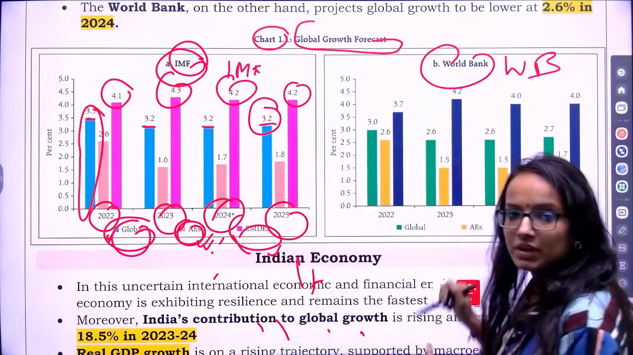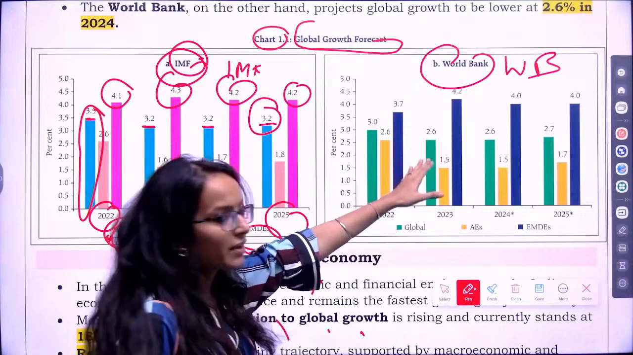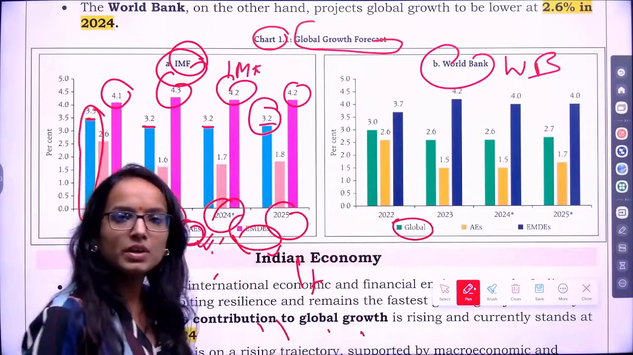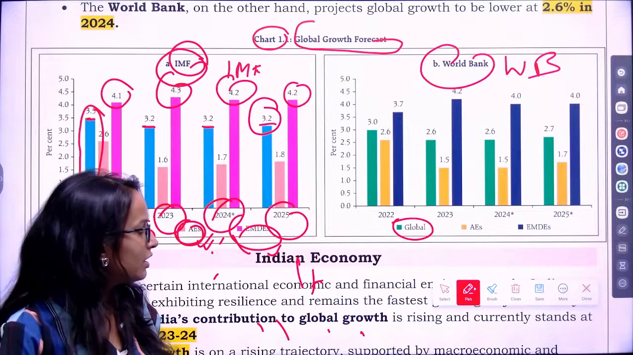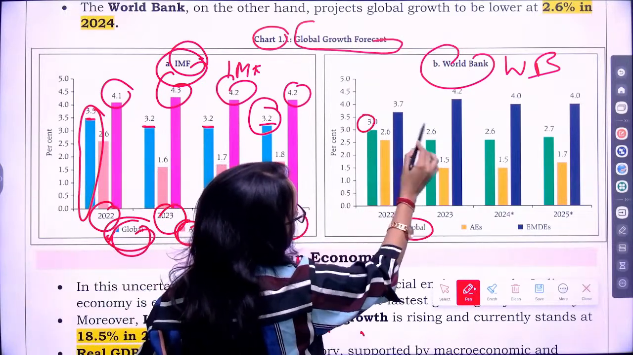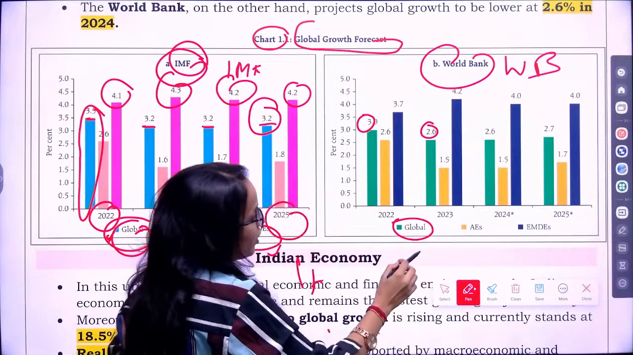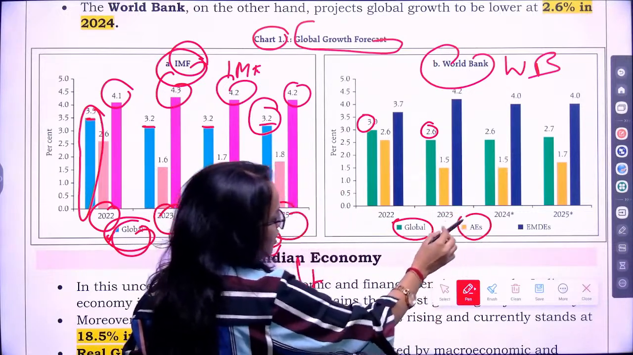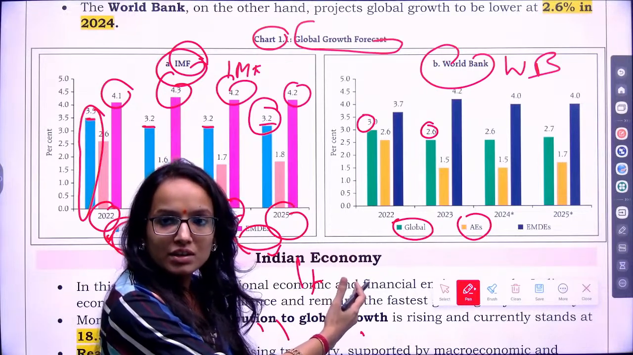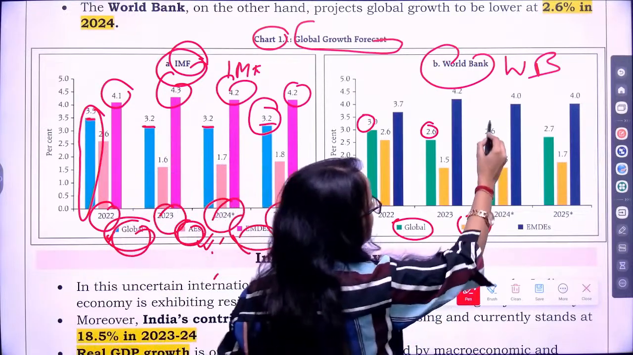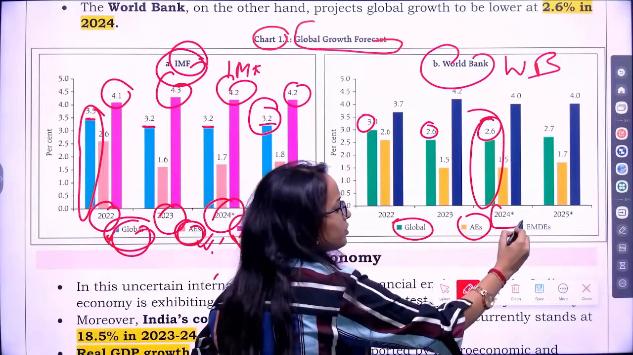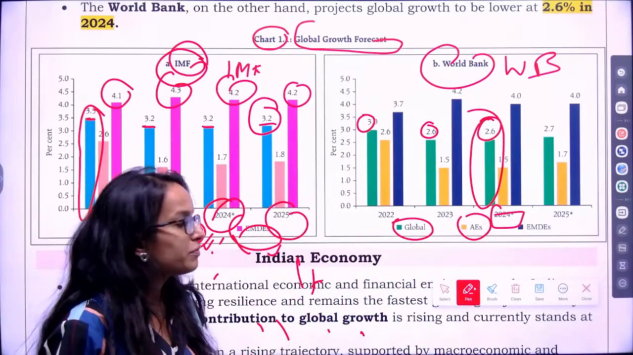Okay. Then you have the growth forecast chart given by the World Bank. In the World Bank chart, you see again green color is for the global trend. So at the global level it is 3, 2.6, 2.6. As you have seen, what the World Bank predicts for the global level is around 2.6% in 2024.